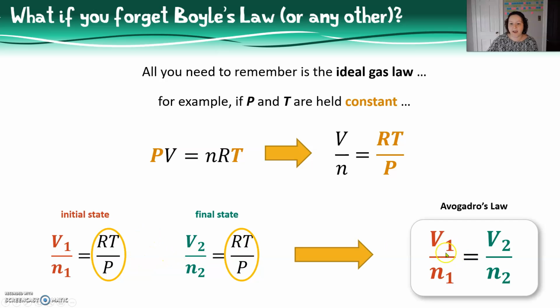Therefore, the left side of both states can be set equal, resulting in the fundamental law between the variables that are changing. So, the only equation you really need is the ideal gas law, as all the other fundamental gas laws can be determined from it.